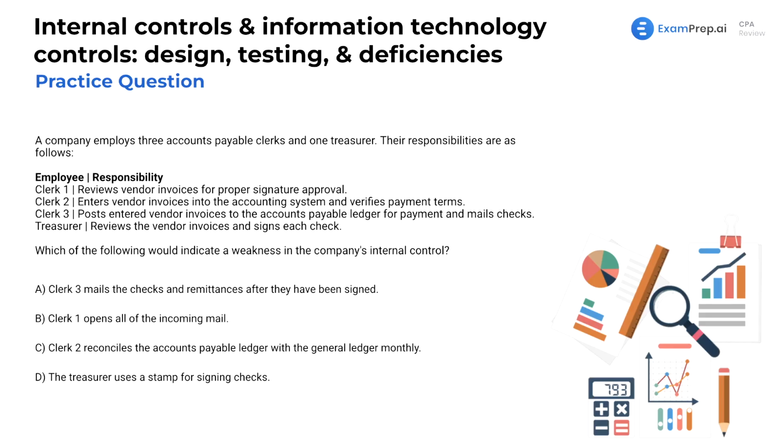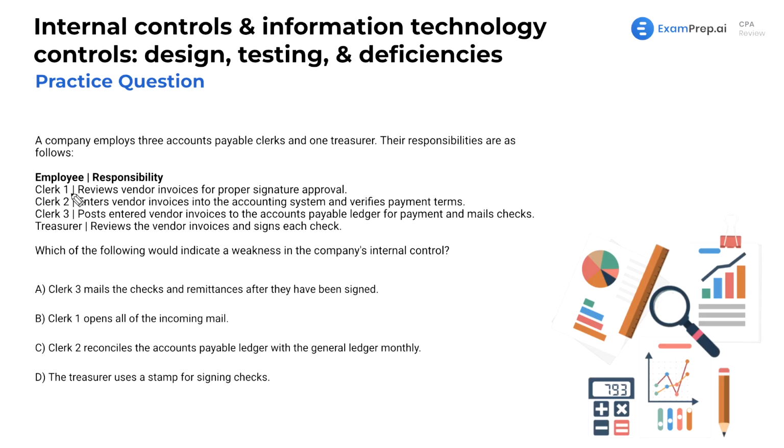Well, we see a company employs 3 accounts payable clerks and 1 treasurer. Their responsibilities are as follows. Now, we'll read that in a second, but let's read the question first. Which of the following would indicate a weakness in the company's internal control? Awesome. Great. Well, one of these is going to be an issue.